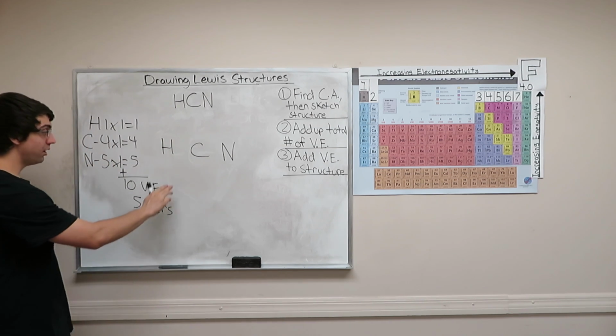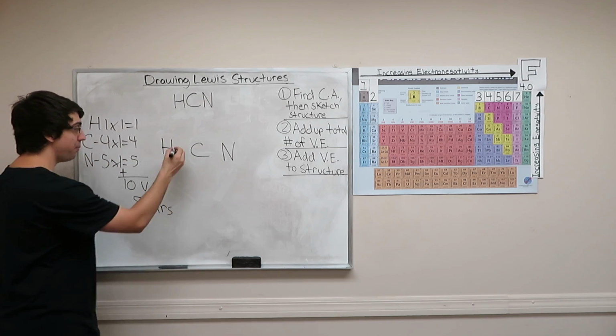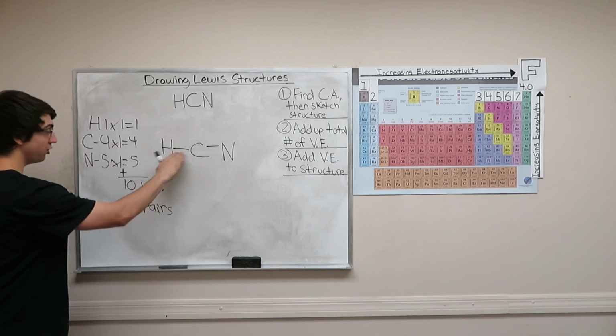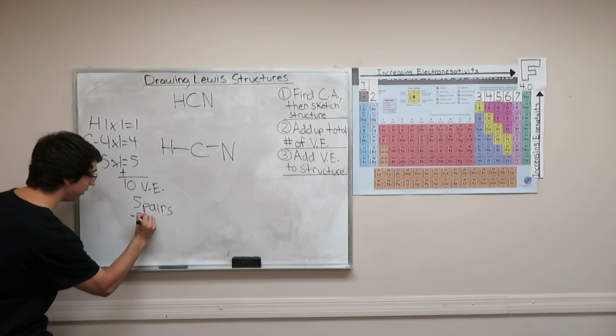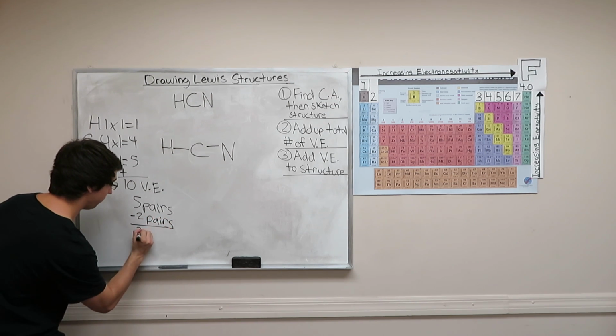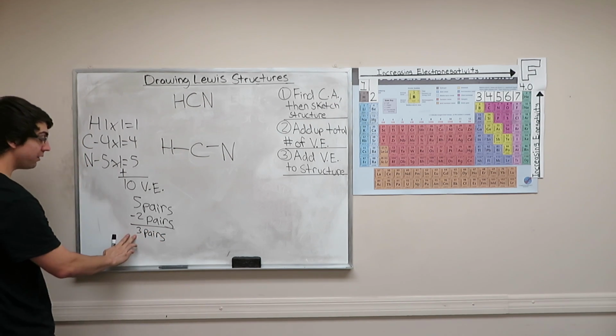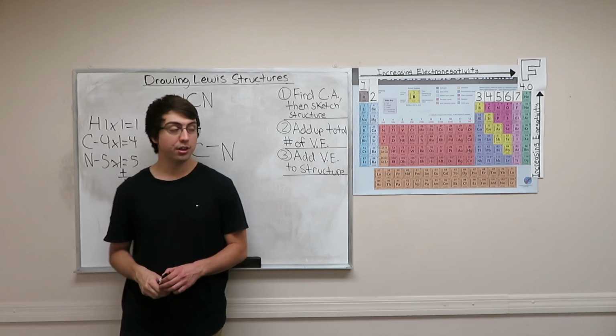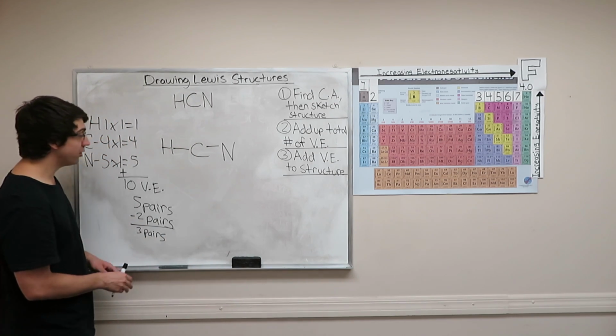We have 5 pairs. The first thing I'm going to do is connect these with a pair. So we got 1 pair here and another pair here. Just by connecting them, we use 2 pairs. Now we need to add the remaining 3 pairs to the structure as lone pairs of electrons, and we need to add them to the terminal atoms.